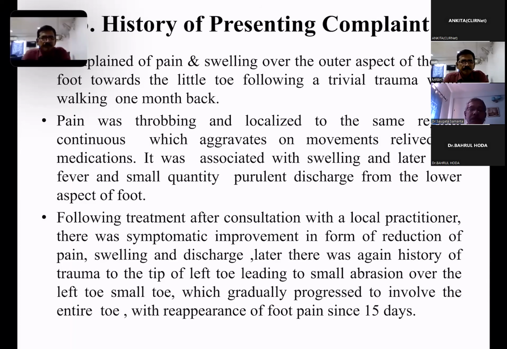Following treatment after consultation with local practitioner, there was symptomatic improvement in form of reduction of pain, swelling, discharge. Later, there was again a history of trauma to the tip of left toe, leading to small abrasion injury over the left toe, which gradually progressed to involve the entire toe with reappearance of foot pain since last 15 days.